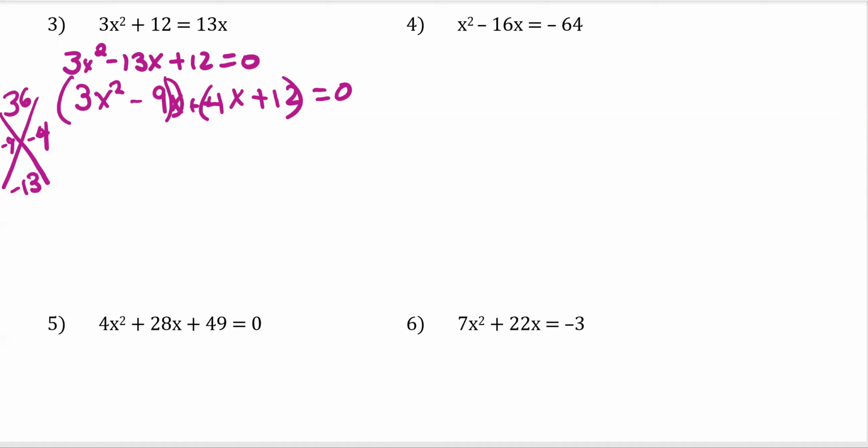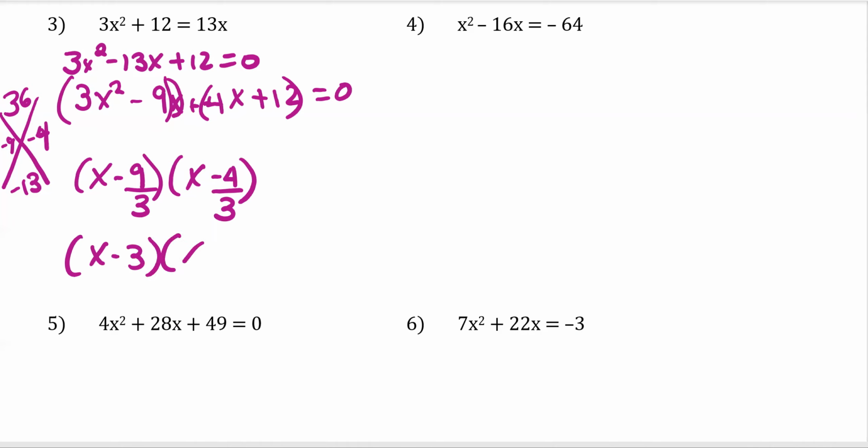Or you can use the slide and divide, which I have explained in another video, which is what I'm going to do. So I'm going to go x minus 9, x minus 4, divide by a. So I have x minus 3 and 3x minus 4 is equal to 0. Set both of your factors equal to 0. We have x is equal to 3. Add 4 to both sides and divide by 3. And we have 4/3.